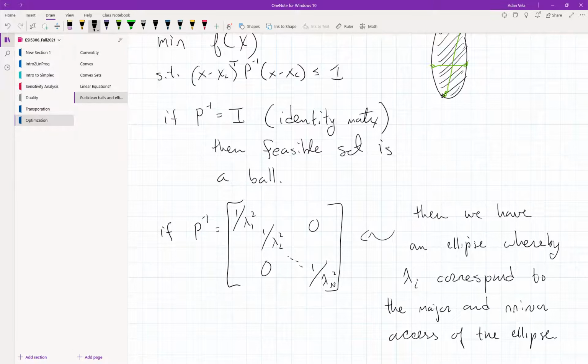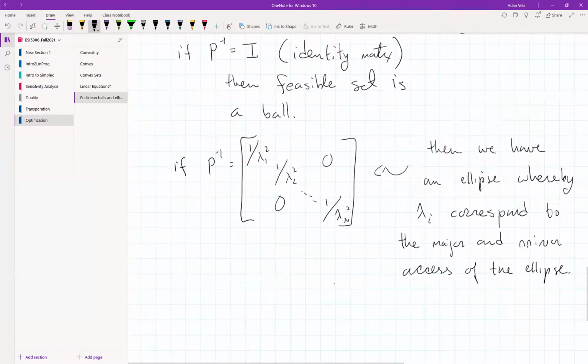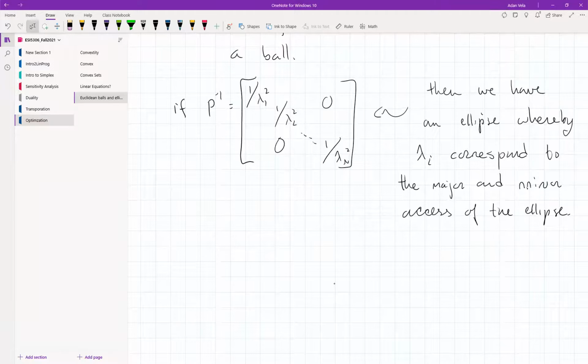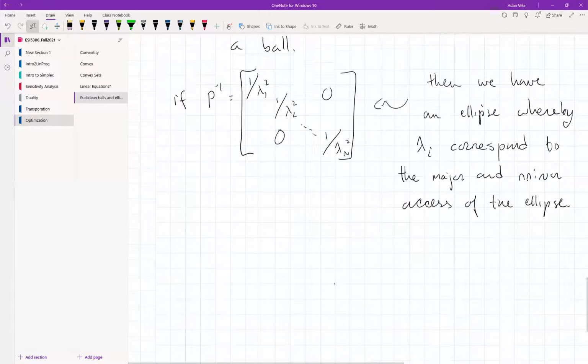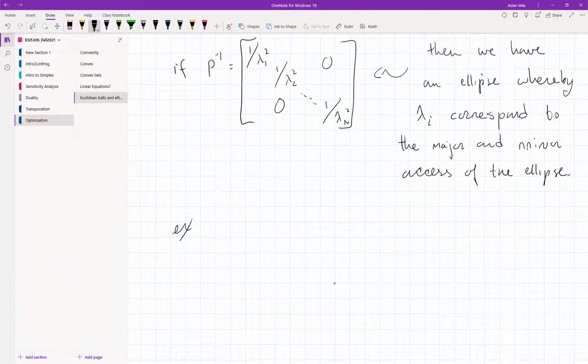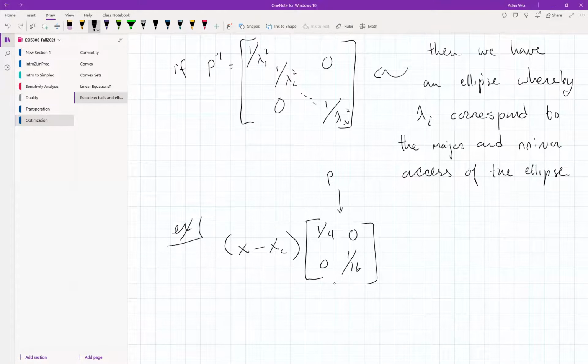Okay, so let's do a little example of what that might look like, just to give you some indication. And in fact, I'll work it out, and maybe you'll understand what's going on. So let's say we had the following example where we had x minus xc transpose, and I'm going to do 1/4, 0, 0, 1/16. This is the same thing as my P inverse. So we're going to assume that's P inverse, and then x minus xc is less than or equal to 1.